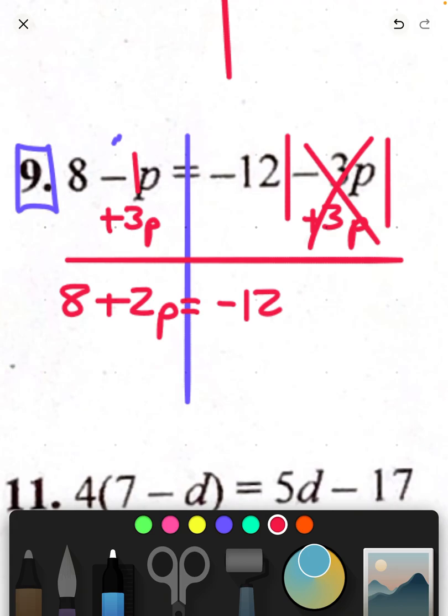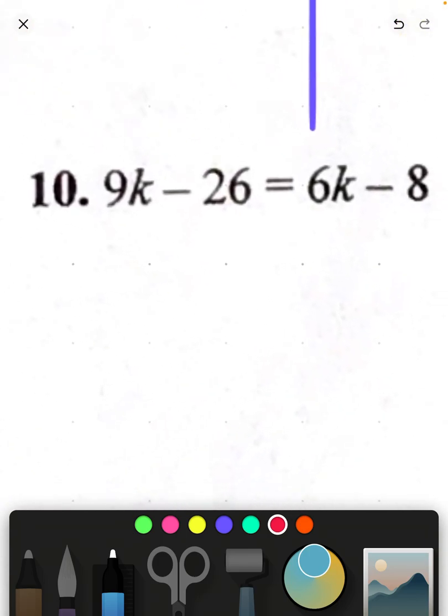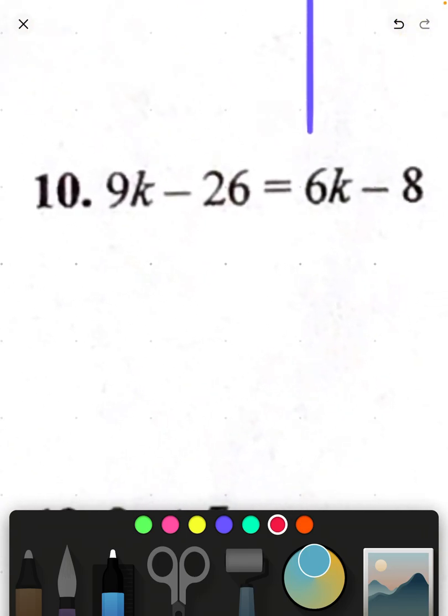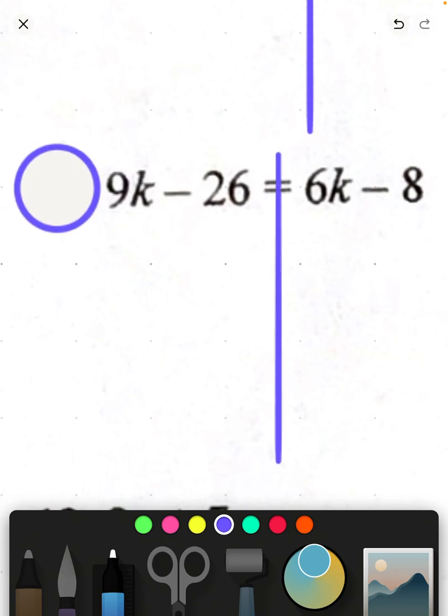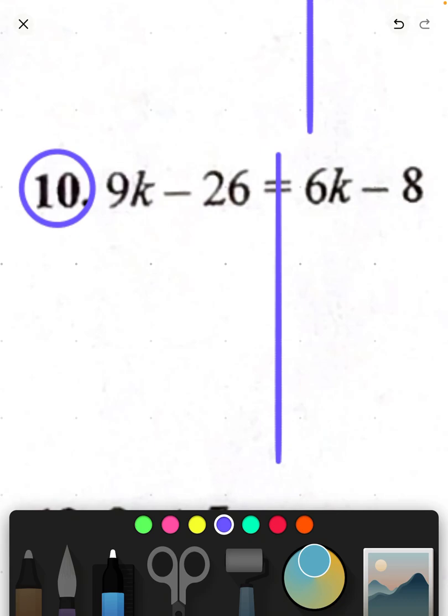So that's how I would attack that one. Again, there's a lot of ways to do it. And then solve for p, subtract 8, divide by 2, and you get your answer for p. All right, over here, number 10, 9k minus 26 equals 6k minus 8. I would subtract 6k and then add 26 to both sides, and then divide by 3.